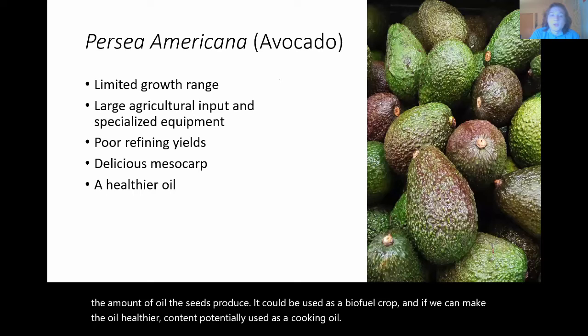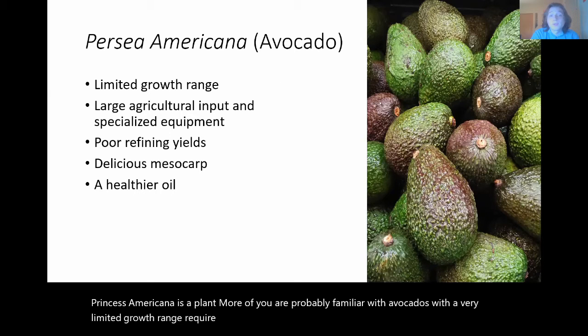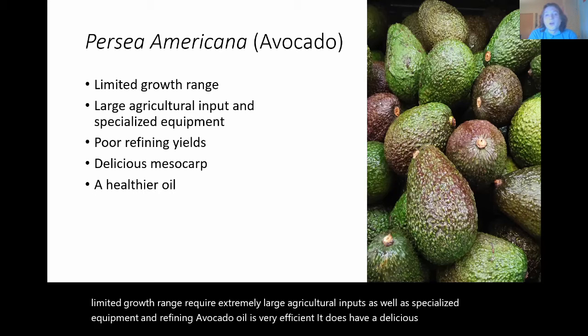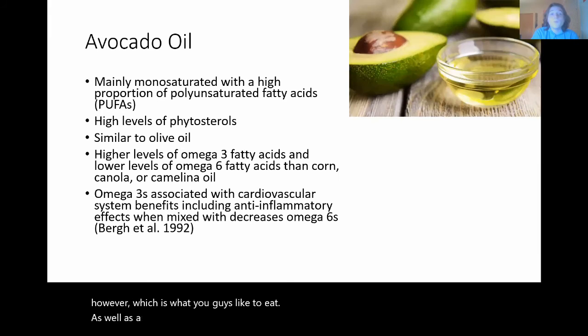Persea americana is a plant more of you are probably familiar with. Avocados, they have a very limited growth range, require extremely large agricultural inputs as well as specialized equipment, and refining avocado oil is very inefficient. It does have a delicious mesocarp, however, which is what you like to eat, as well as a healthier oil. So what makes avocado oil a desirable product?